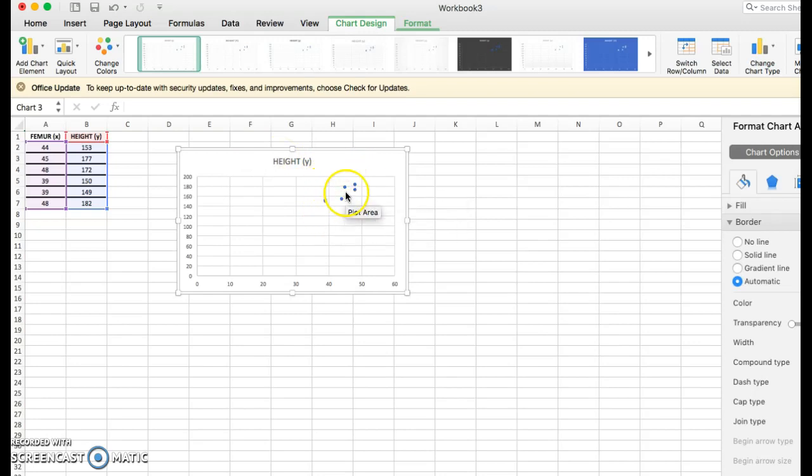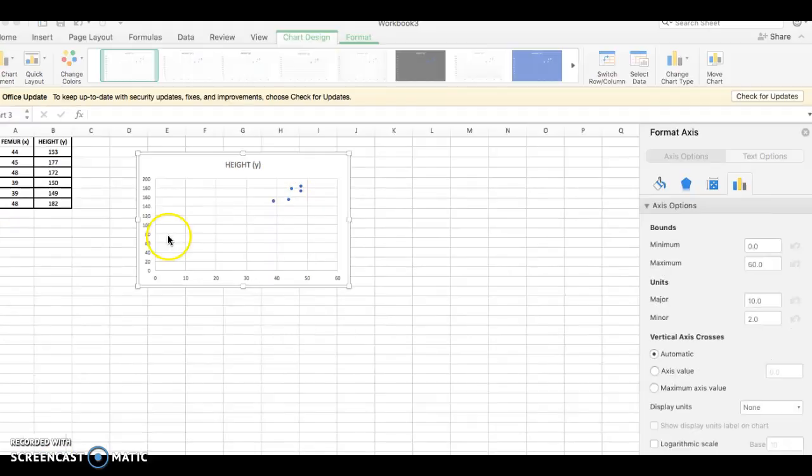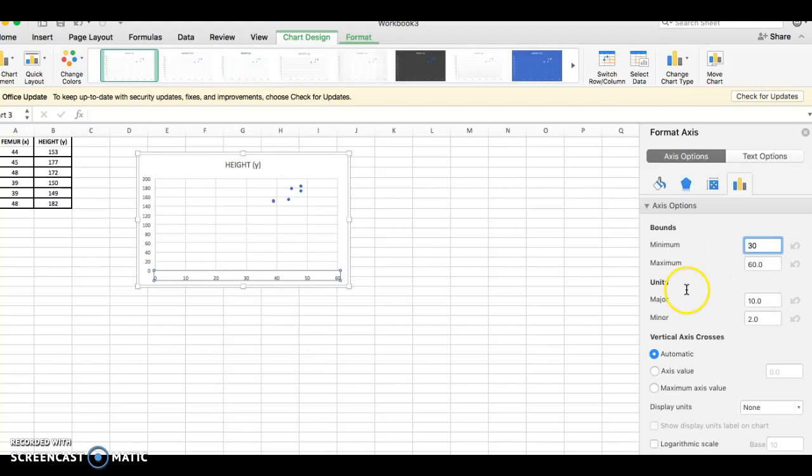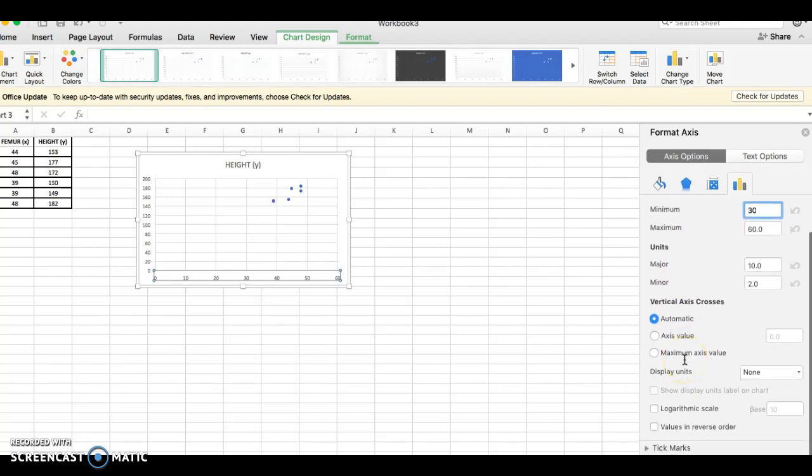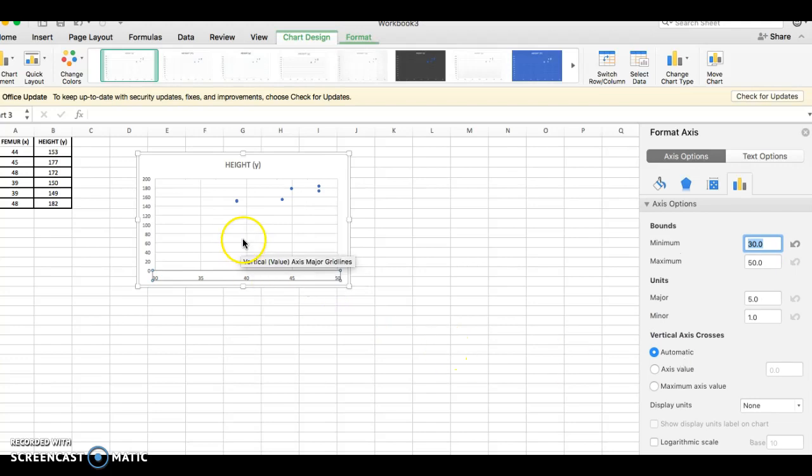Notice that my data is clumped up in the far right hand side. So I'm going to format this a little bit and change my axes here. From 0 to 60, I'm going to make my minimum, let's make it a 30 instead. See how it shrinks my graph up a little bit. Let's go ahead and make it a 35. And all of a sudden you see it spreading out a little bit better.